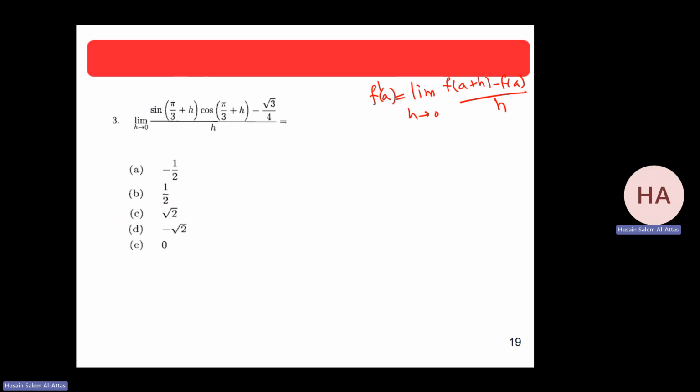Okay. Now, if you look at this, what will be the function? Notice I need this one, that will be f at a, and this one I want it f of a plus h. So think about this function, f of x equals sine x cosine x, and a is pi over 3. This is a, to make it in the same format. This is my function.